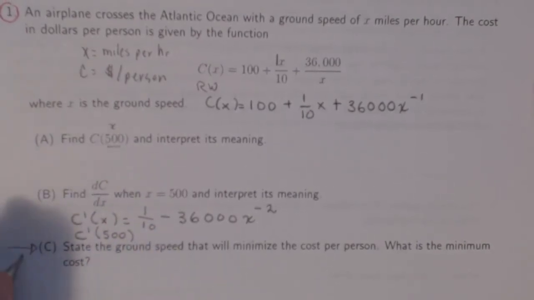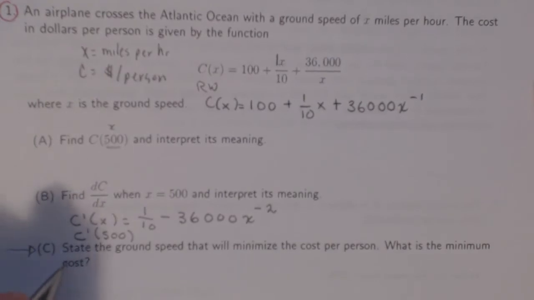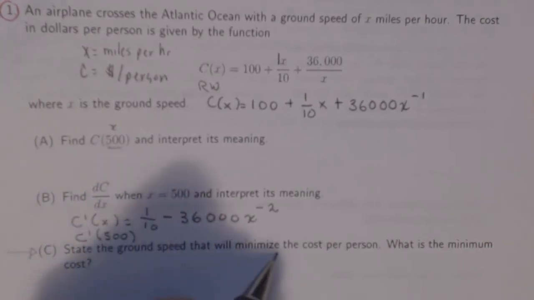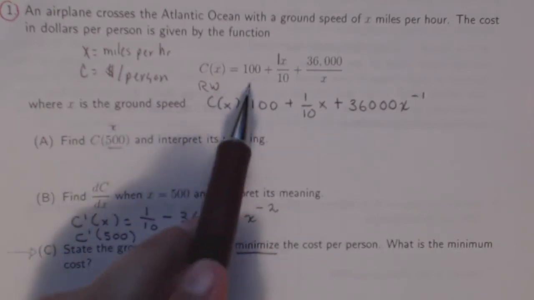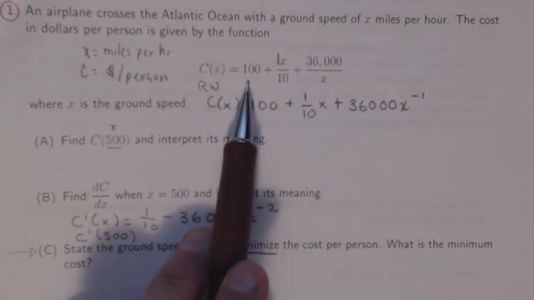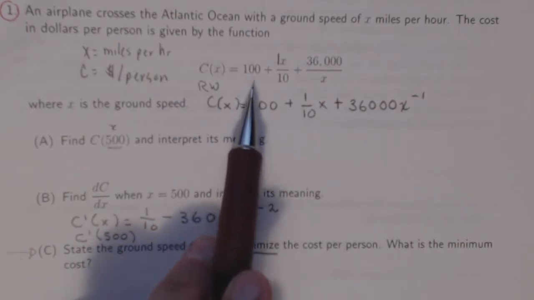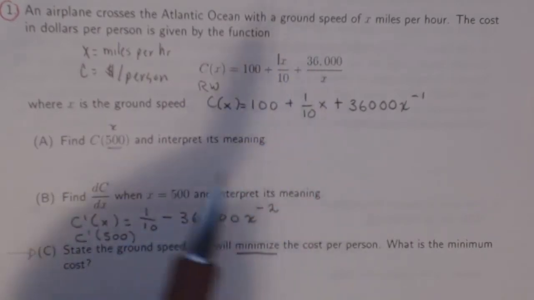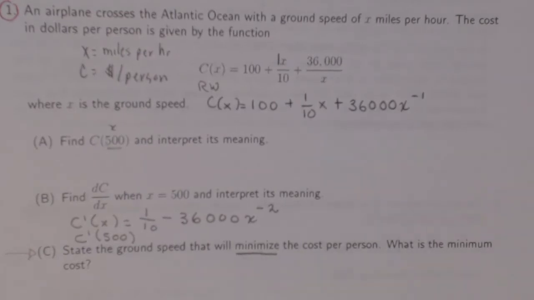And then the last question is the optimization part. It says state the ground speed that's going to minimize this cost function, the cost per person function. So we're going to go to Excel, and I'll talk more about that when we get there.